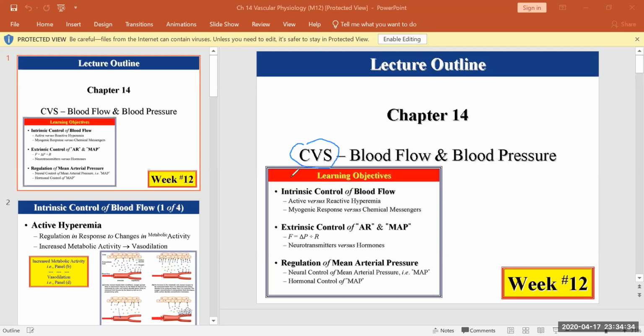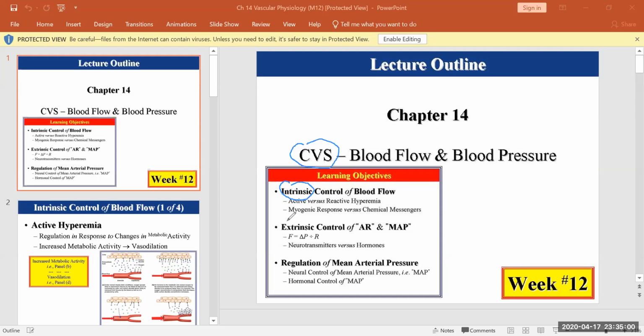So the first mechanism is the intrinsic control. These are ingrained into the cardiovascular system. The cardiovascular system has these in place, right? The heart, we saw in chapter 13. Today, we're going to see that in the blood vessels. They have this capability of self-controlling their activities.